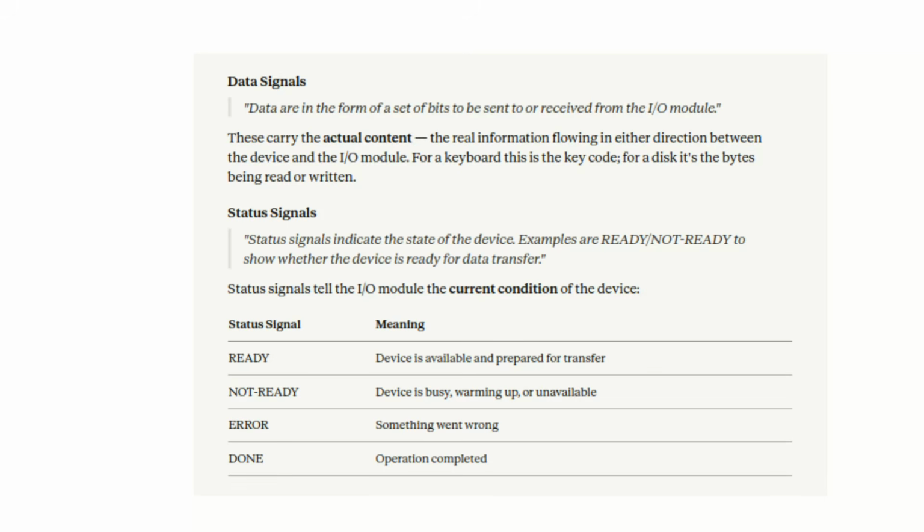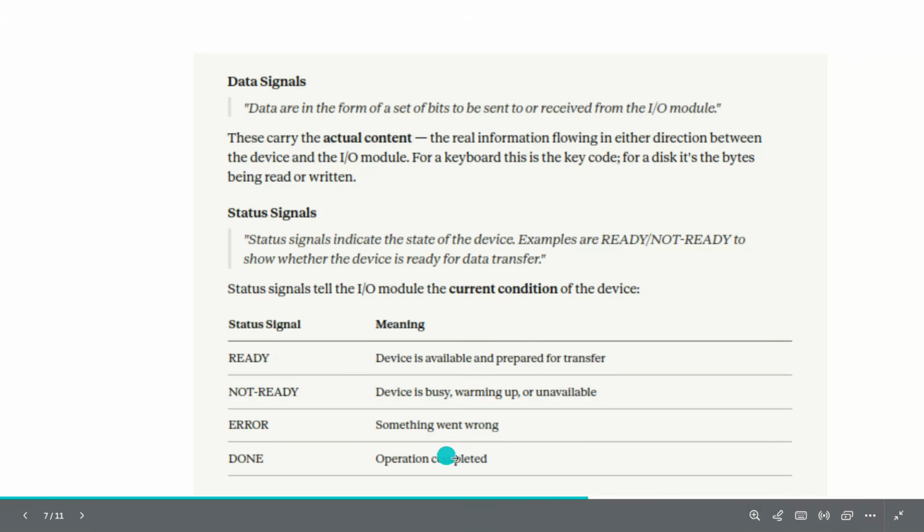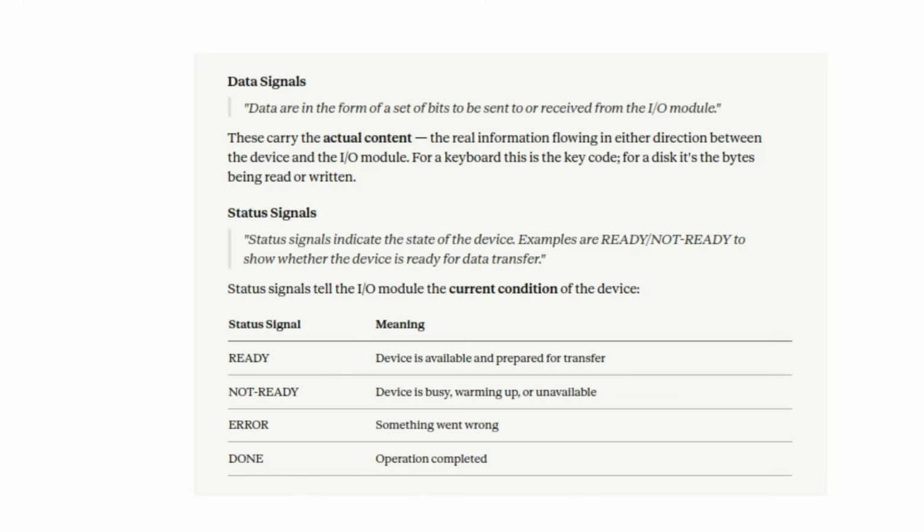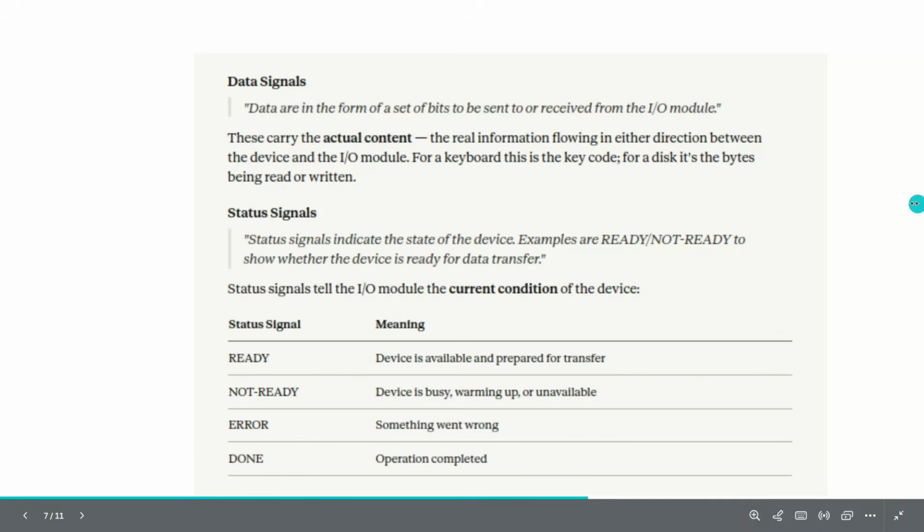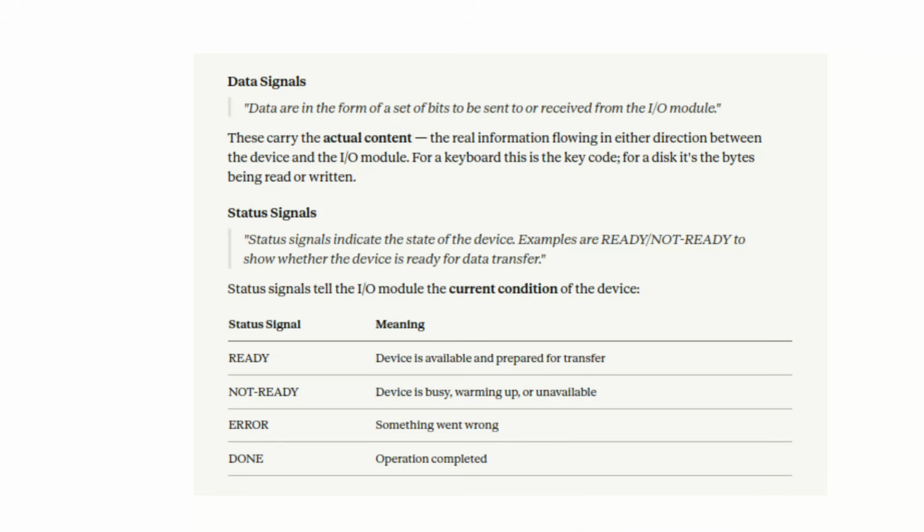So what kind of signals will it send? If it is ready, then the device is available and it is prepared for transfer. If it is not ready, the device is busy, warming up, or unavailable. If it is error, something has gone wrong, and if it is done, the operation has been completed. So these are the different status signals: ready, not ready, error and done.